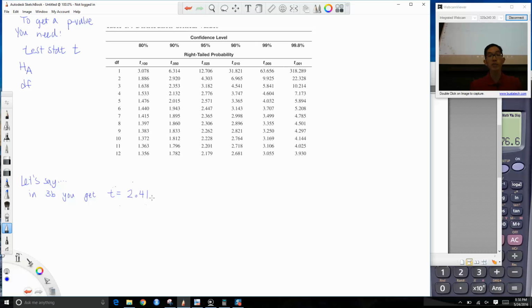So we have our t equal to 2.41. Let's say our alternative hypothesis is mu is greater than 30. And let's say we have degrees of freedom. How do we get degrees of freedom? n minus 1. So let's say we had n equal to 12. We would have 11 degrees of freedom. Okay, so what we're going to do is go to the row with 11 degrees of freedom. I'm going to underline it right here.